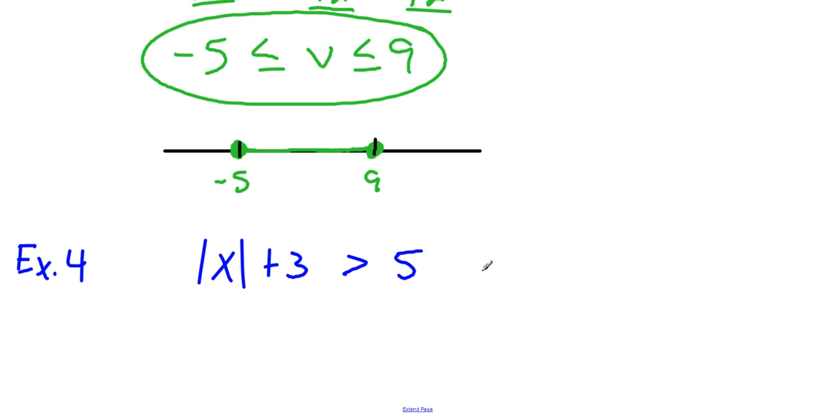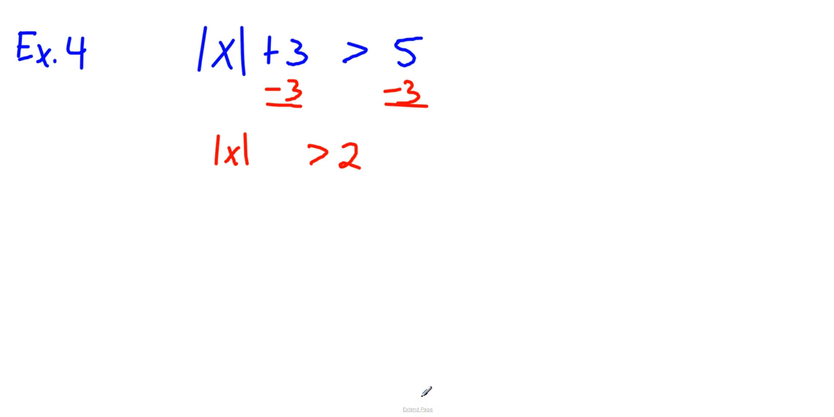Let's go with the absolute value of x plus 3, and that's going to be greater than 5. Okay, so for this one, before we do anything, absolute value's got to be by itself, so the first thing we want to do is get rid of that plus 3. So we'll go -3 on both sides. So we've got absolute value of x is greater than 2.